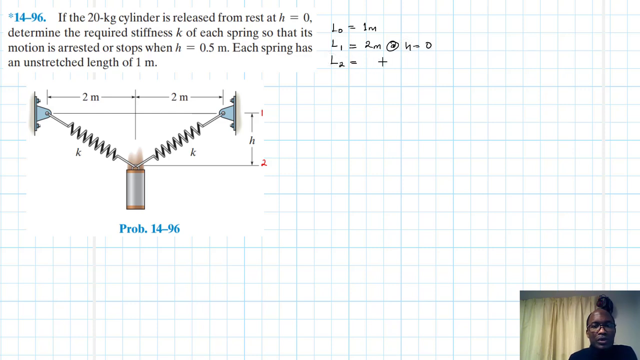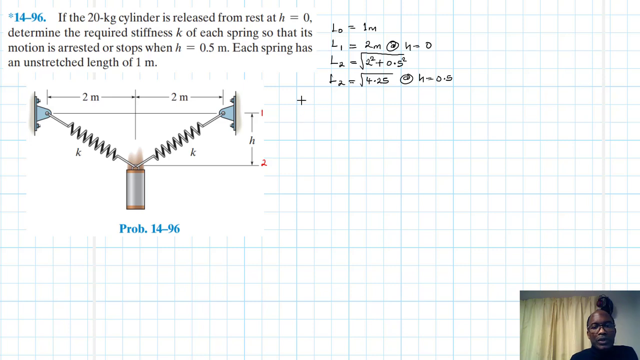L2 is just going to be equal to the square root of 2 squared plus 0.5 squared. Therefore L2 will just be equal to the square root of 2 squared plus 0.5 squared. We'll just leave it like this. Okay, that is at h equal to 0.5.